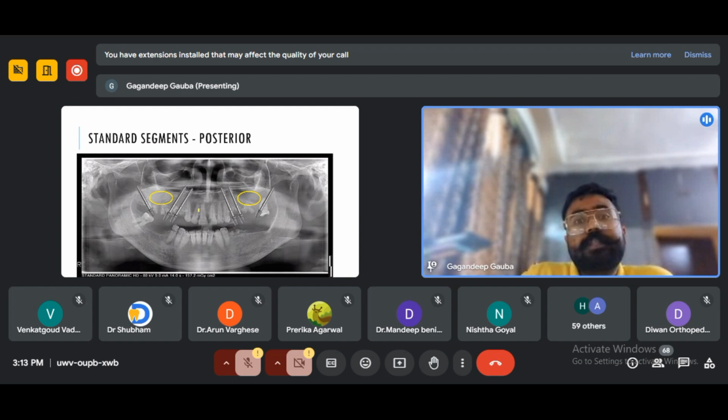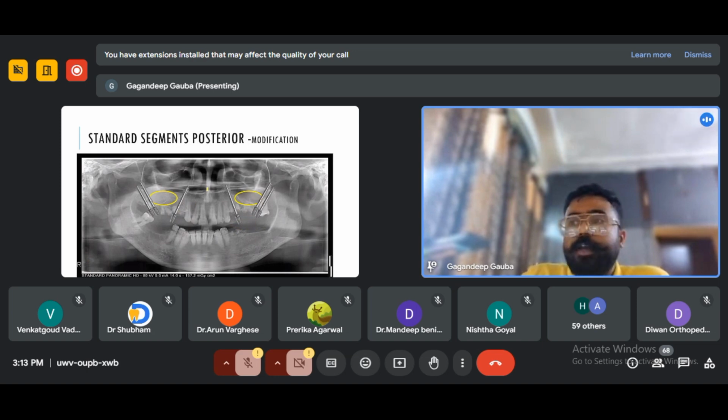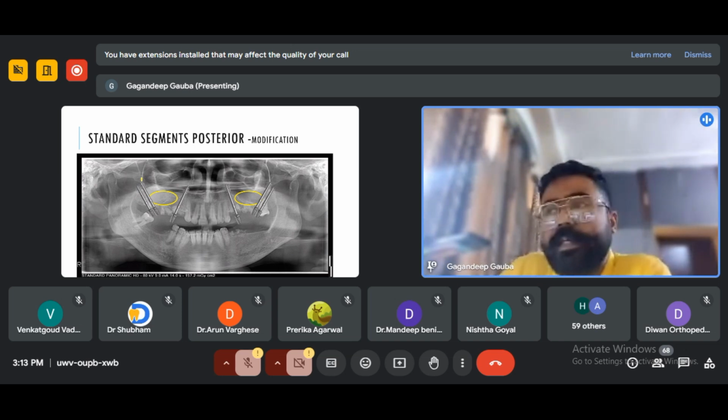And this is the standard posterior segment. In this case, we place two implants in the premolar region and one implant in the tuberosity pterygoid region. This is the standard segment for the posterior, and this is a modification. We can see the sinus is pneumatized, so we will place one implant anteriorly and double pterygoid implants. And if the sinus is pneumatized distally also, we can place pterygoid implants transsinus also, because basal implants are smooth surface implants. They are safe to place in the transsinus route also.